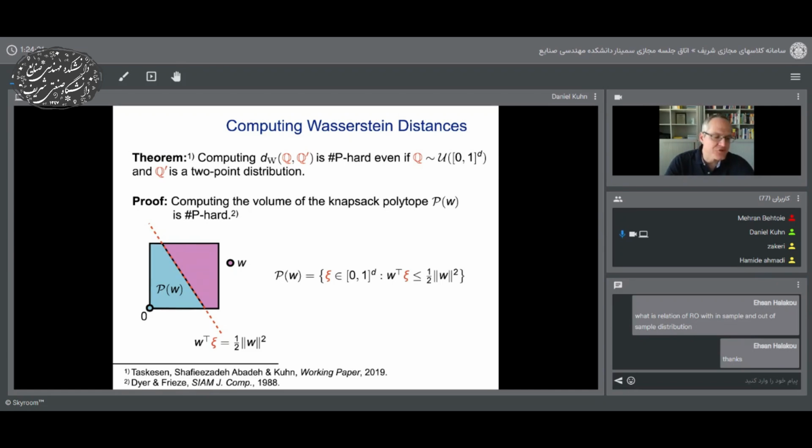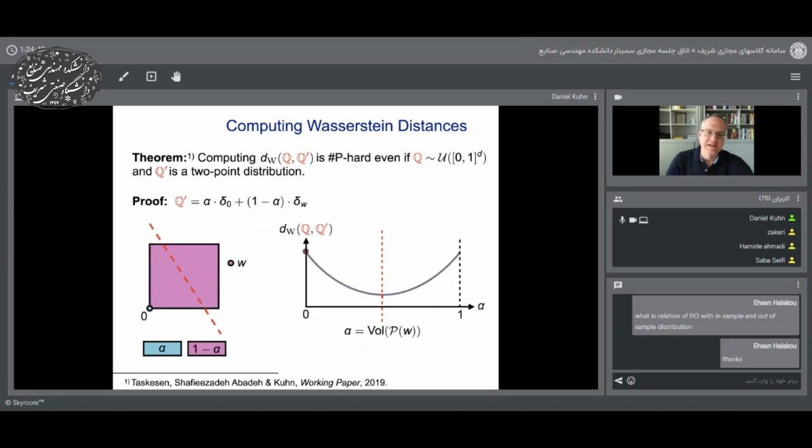Now it's a well-known fact from theoretical computer science, proved by Dyer and Frieze, that computing the volume of the simple knapsack polytope is a #P-hard problem. So it's impossible to do that in polynomial time, unless some complexity theoretic assumption is violated, unless P is NP.